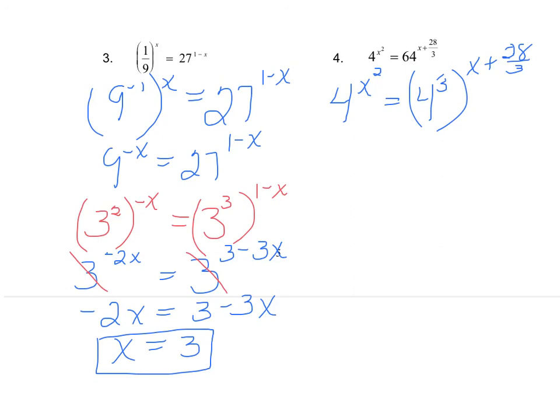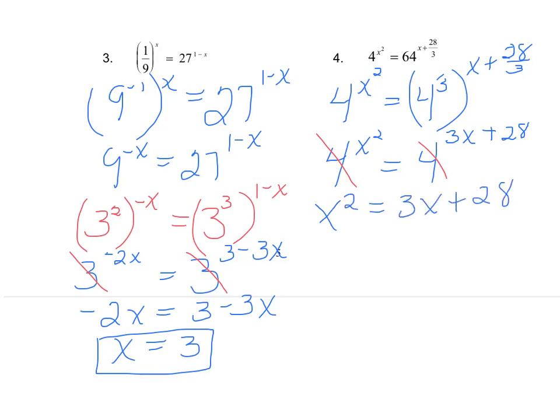So what do I have now? I have 4 raised to the x squared power equals 4 raised to the, I have to do the power to a power rule, 3 times x is 3x. 3 times 28 thirds, if you put it in the calculator, comes out to be 28. All right, I have my common bases. I'm going to drop them. I'm going to set my exponents equal to each other. And I'm going to solve.